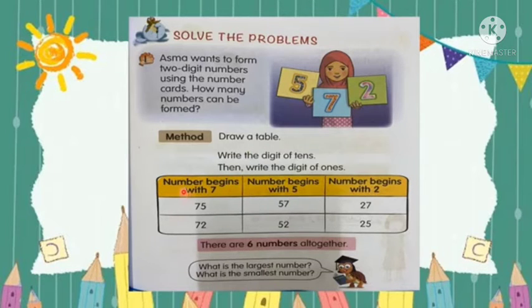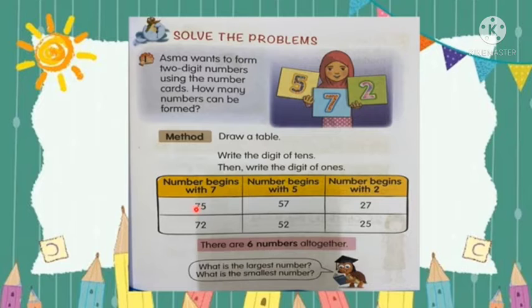So the first column is numbers that begin with 7. And the second column is numbers that begin with 5. And the third column is numbers that begin with 2. So we start with the first column. Numbers that begin with 7. Bermula dengan nombor 7 dulu. So remember, write the digit of tens, then write the digit of ones. Since the number begins with 7, what is the other number that you can form?